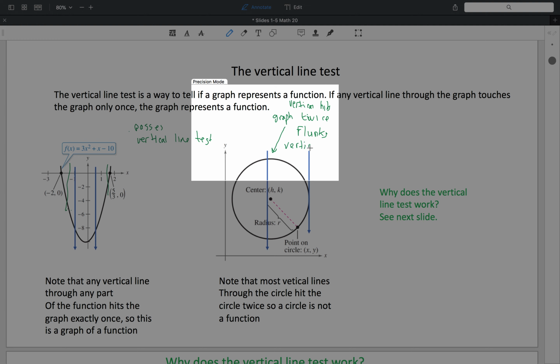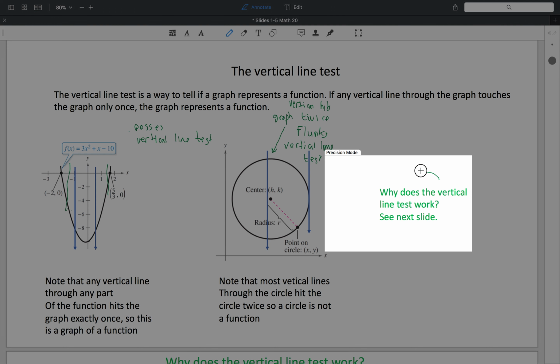When you hand in problems like this or do them, I think it's good to make notes like this. Now, why does this work? That's what I'm asking over here. Why does this work? Think about it and go to the next slide.